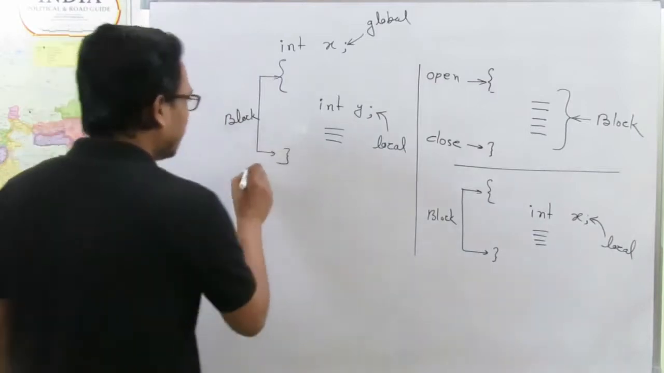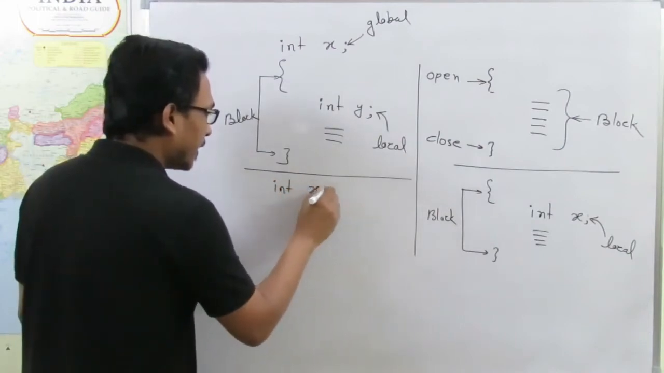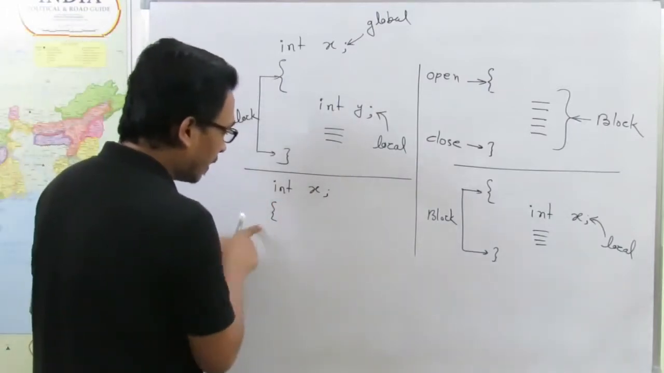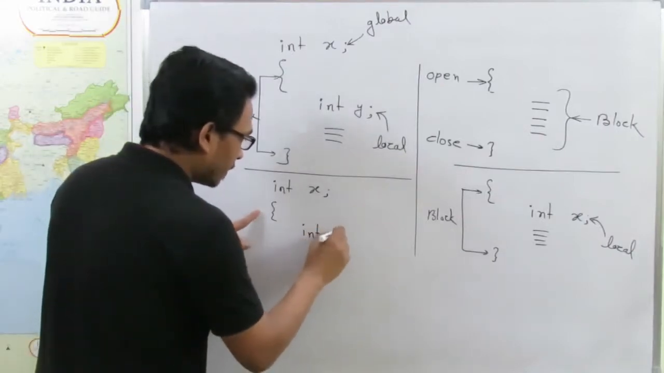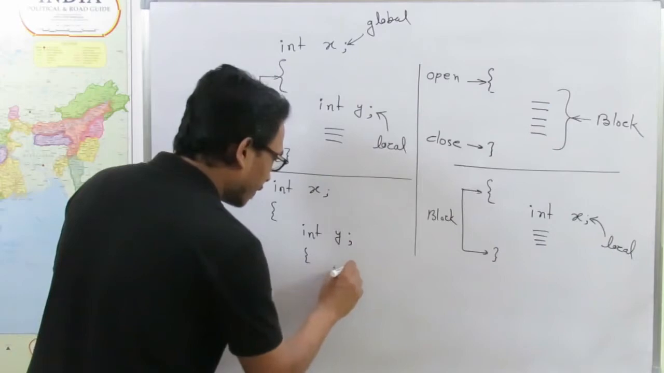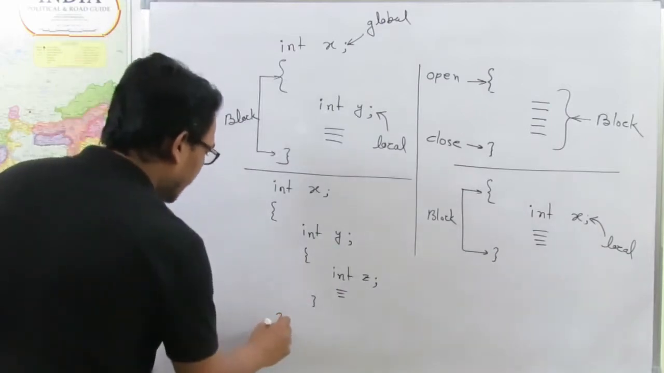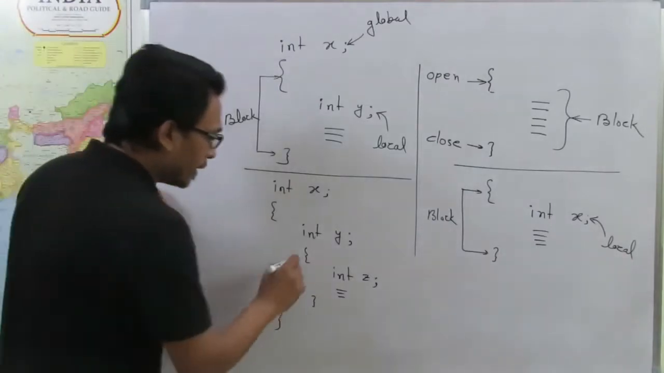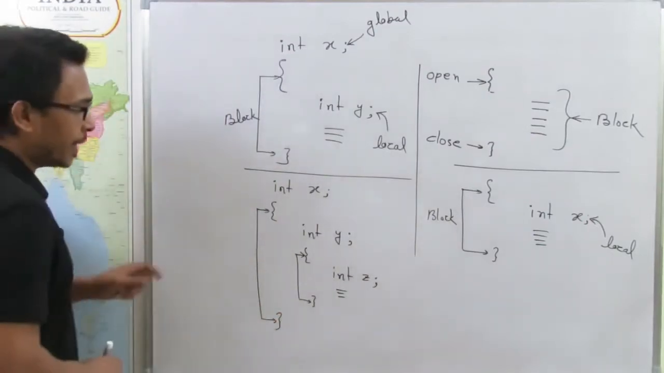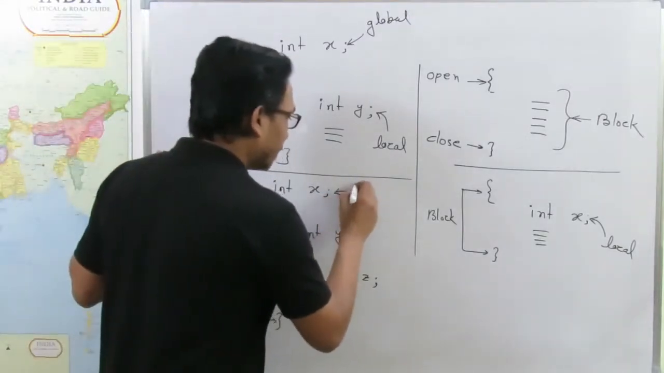Clear? So next, let's take another example or scenario. Let's say int x is outside any block, not defined within any block, then a block starts here. Then we declare a variable int y. Let's say another block starts here. Inside this block we declare another variable int z. Then some other instructions, then this block stops here, then this block stops here. Now look, in this case we have two blocks, and this particular variable x is not defined inside any of the blocks. That means this one is our global variable.